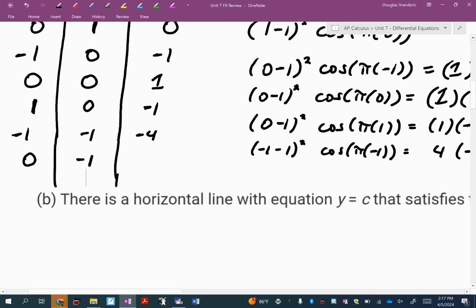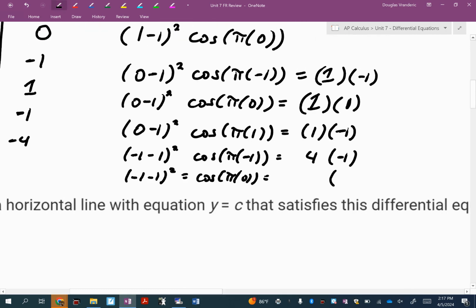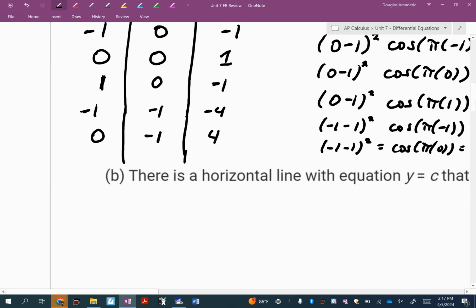Okay. 0, negative 1. So negative 1 minus 1 squared times the cosine of pi times 0. We've already done the cosine of 0, right? We did the cosine of 0 here, which was positive 1. And we actually just did negative 1 minus 1, and then squaring it and got 4. So this is going to be a steep slope again, but now it's positive. So do positive 4.